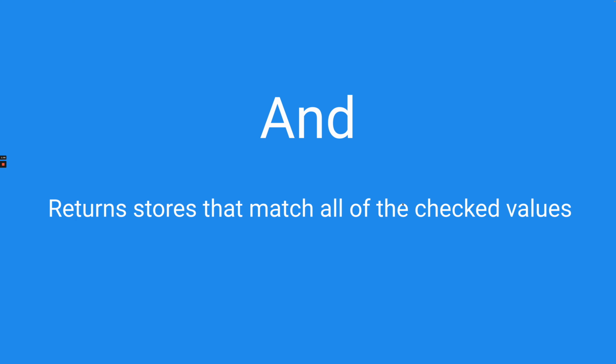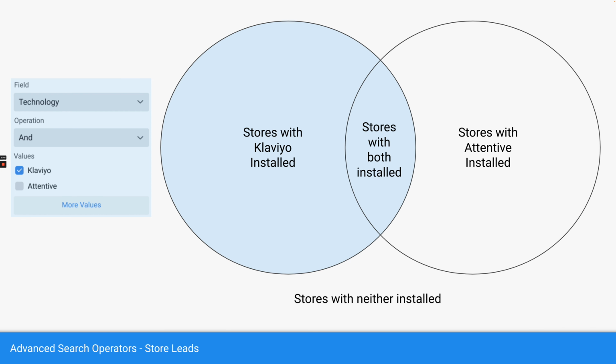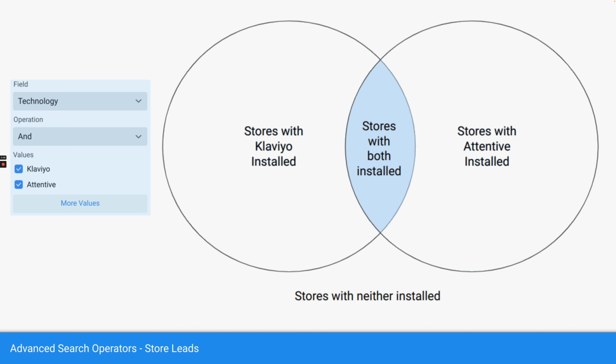Then we have and, which returns stores that match all of the check values. So this is what it would look like if we chose Klaviyo. It would show results for stores that have Klaviyo installed, and Klaviyo and Attentive, or basically any other app, right? This is the inverse if we picked Attentive. And then this is what it would look like if we picked Klaviyo and Attentive.